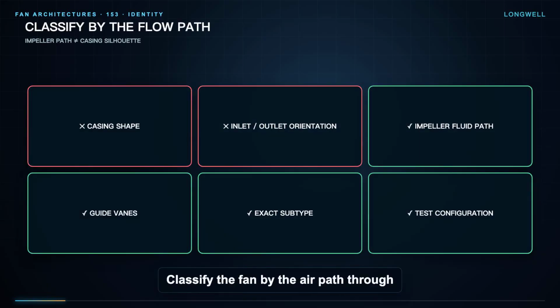Classify the fan by the air path through the impeller, not by the casing's silhouette. An inline cylindrical housing can contain axial, mixed flow, or even inline centrifugal geometry. Confirm the exact wheel, guide vanes, inlet, and discharge arrangement before comparing anything.